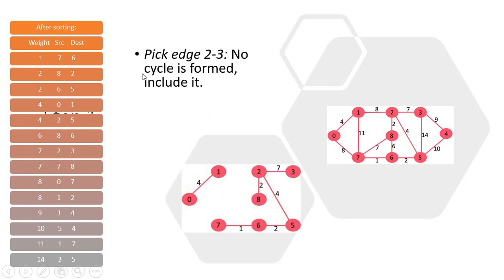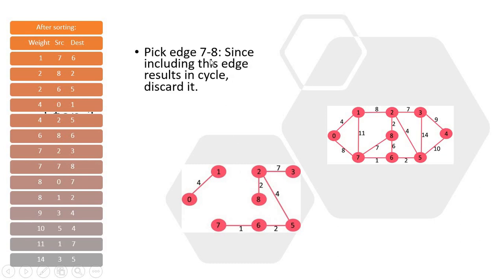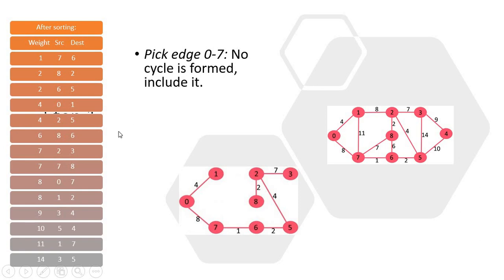Next pick edge 2, 3 with weight 7. Are we forming any cycle? No, so pick it. Next pick edge 7, 8. If we pick 7, 8, we will be forming this cycle 7, 8, 2, 5, 6, 7 like this. We will be forming a bigger cycle, so we cannot include that edge, so we discard that. Next edge 0, 7. After adding 0, 7 we are not forming any cycle, so include it.